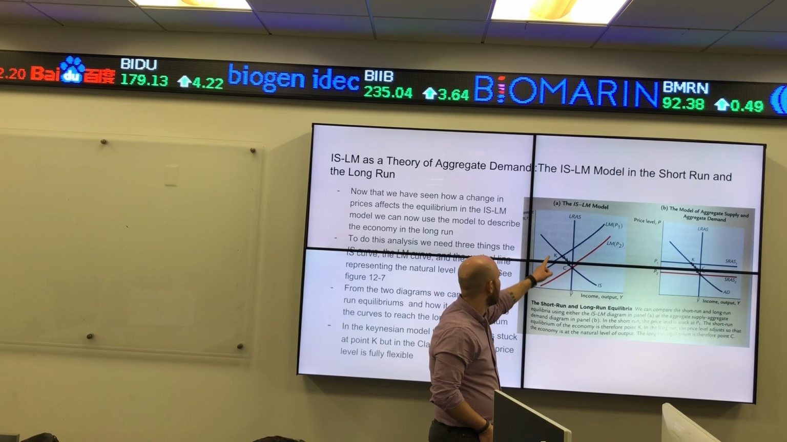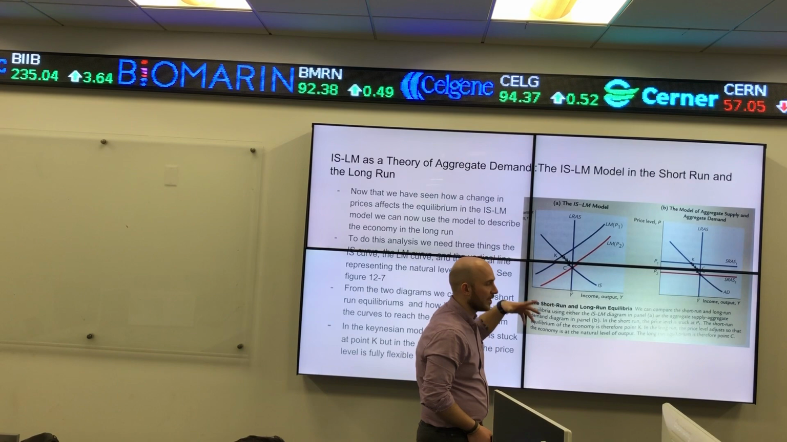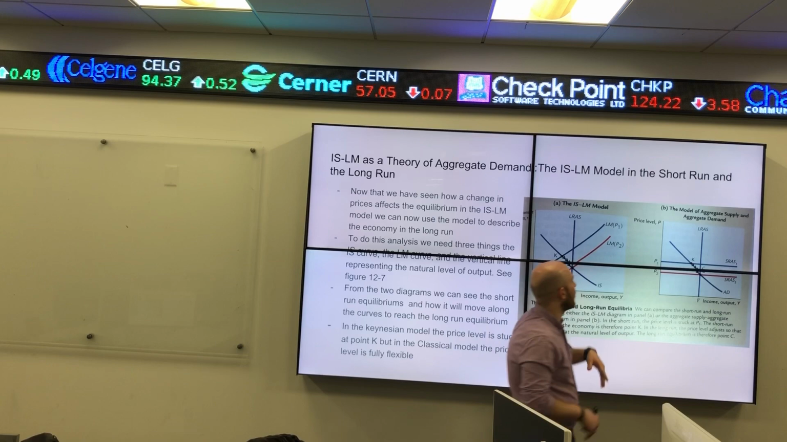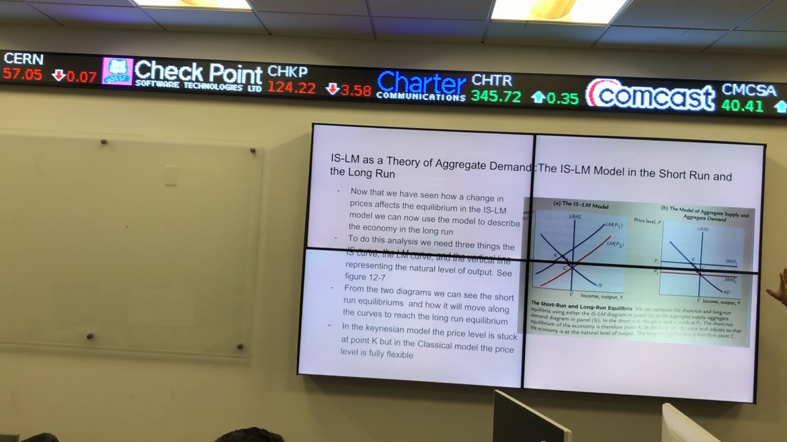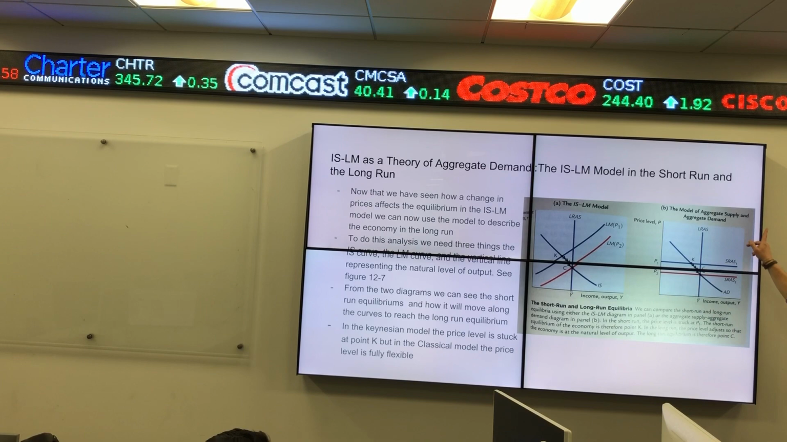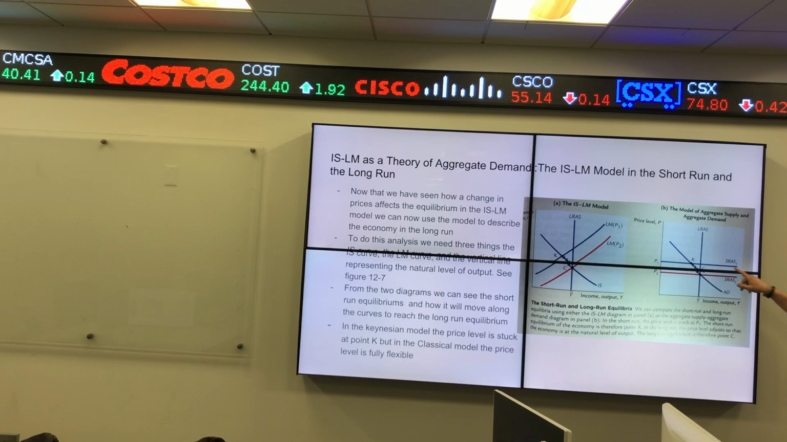Really, we're stuck there, according to Keynes. This is long run, well, IS-LM long run. But then we also have the model of aggregate supply and aggregate demand. So this is the model that we've seen more, because we usually have upward slanting aggregate supply. But so we have price level one, price level two, long run aggregate supply, and aggregate demand.